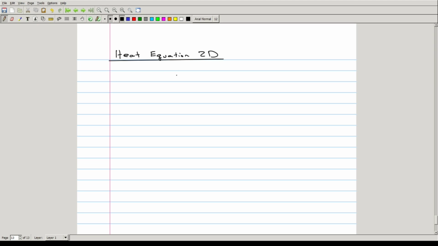So the constant coefficient heat equation in 2D is k times the second derivative of temperature with respect to x plus the second derivative of temperature U with respect to y is equal to the derivative of U with respect to t, where U is a function of x, y, and t.